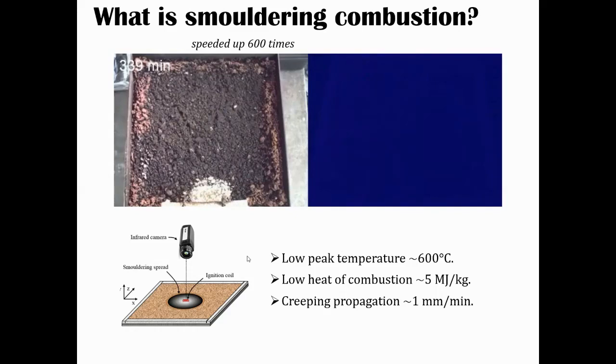Smoldering is an incomplete process of combustion. It releases a lot of gases that still contain chemical energy that could be released by further oxidation, but it's not released. And we have about a third to a fourth of the heat of combustion of flaming in smoldering, so, for example, about 5 megajoules per kilogram. And the spread rate is creeping, very, very slow. Instead of talking about meters per second or centimeters per second, we're talking about millimeters per minute. It's a very, very slow process.